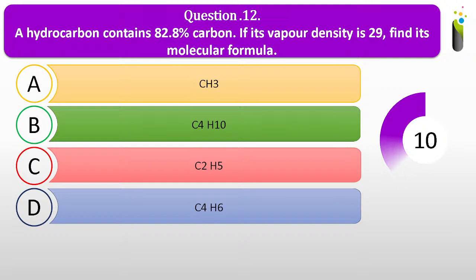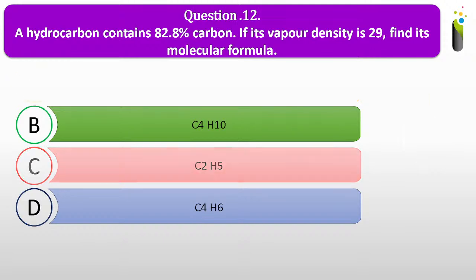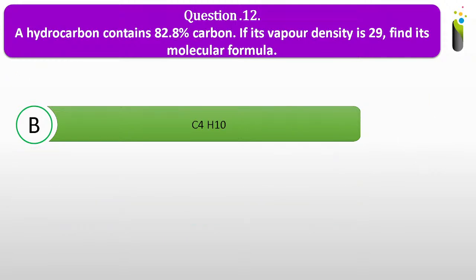Question is, a hydrocarbon contains 82.8% carbon. If its vapor density is 29, find its molecular formula. Come on, answer me fast. So the correct answer for this question is C4H10. This is how is the molecular formula.